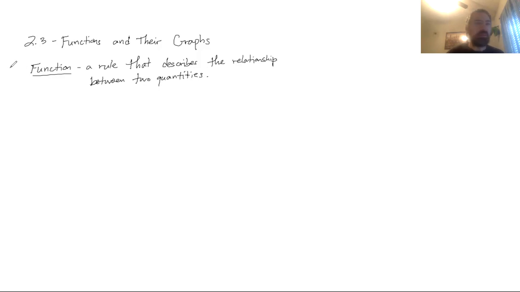In section 2.3, we are learning about functions and their graphs. So we'll start out with the definition of a function. This is simply a rule that describes the relationship between two quantities, between two things. And we can describe these as an input and an output.